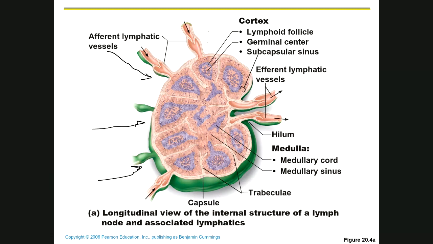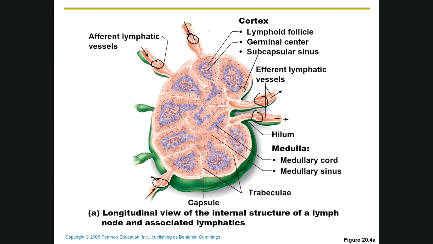Those are called afferent vessels. Some of them are going away from the lymph node. Those are called efferent vessels. So we have afferent and efferent. And look, you can see the valves in here, so the fluid can only flow in one direction.